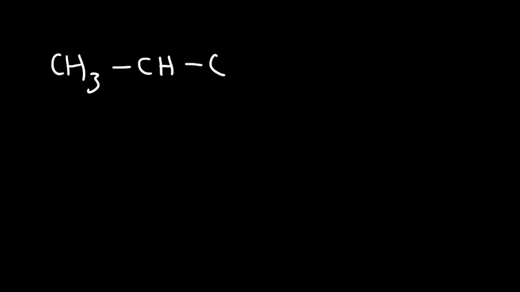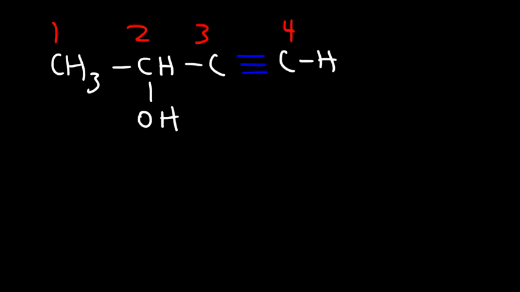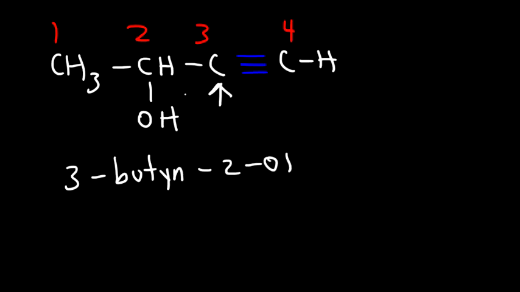Now, what if we have an alkyne with an alcohol functional group? Which one has more priority, the alcohol or the alkyne? It turns out that the alcohol has a higher priority than the alkyne. So we're going to give the OH group the lower number. So this is called 3-butyne, because the alkyne is on carbon 3, and then dash 2-ol, because the alcohol is on carbon 2. And so that's how we can name this molecule.